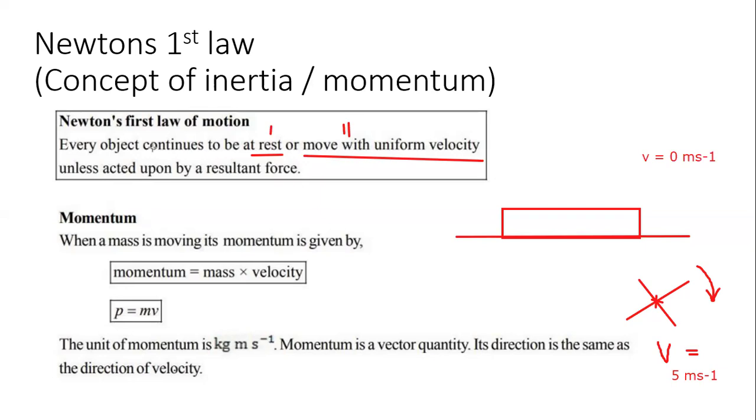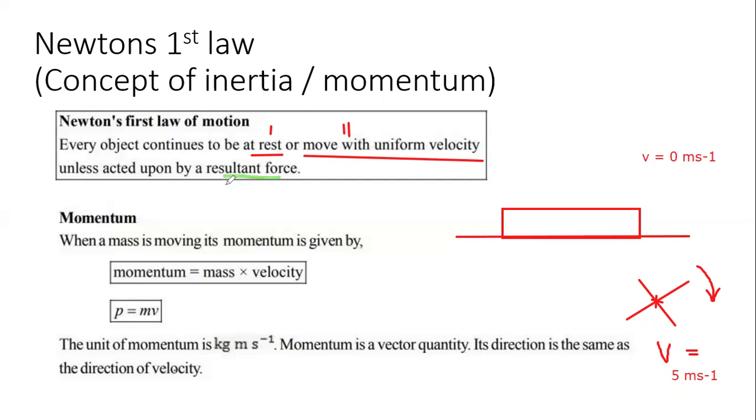And here, this is how you can understand Newton's first law. He just said that every object continues to be at rest. So rest objects are going to stay at the rest position, and the objects moving with the uniform velocity are going to do the same continuously unless otherwise acted upon by a resultant force.